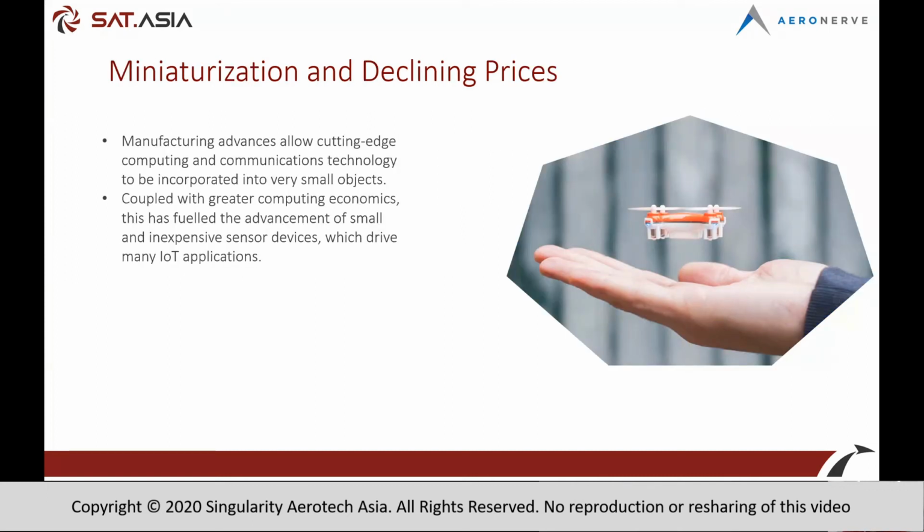Miniaturization and declining price. Manufacturing advances allow cutting-edge computing and communication technology to be incorporated into a very small device. And you have very small sensors, very small drones, and this basically comes with the declining cost.